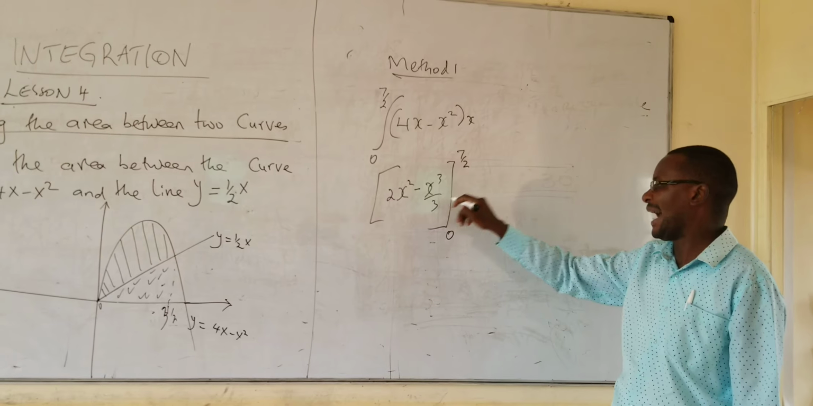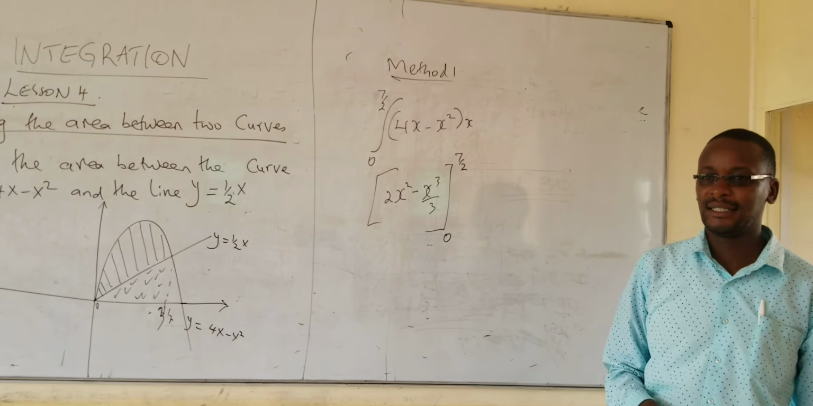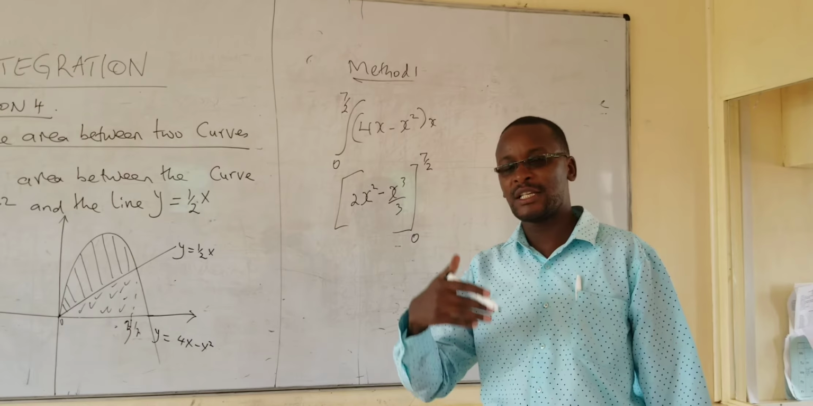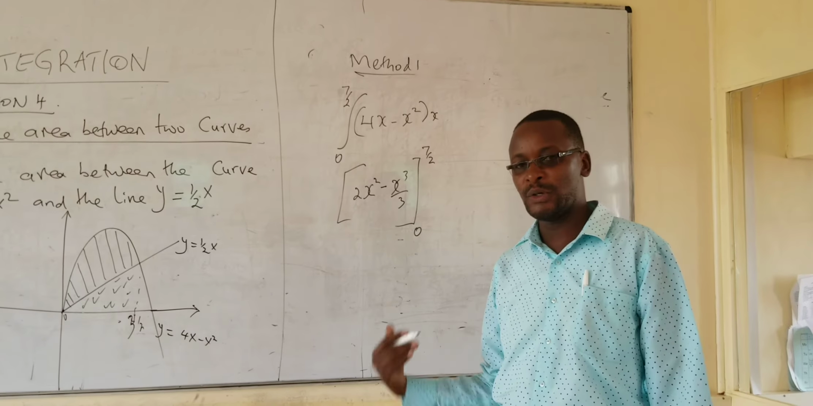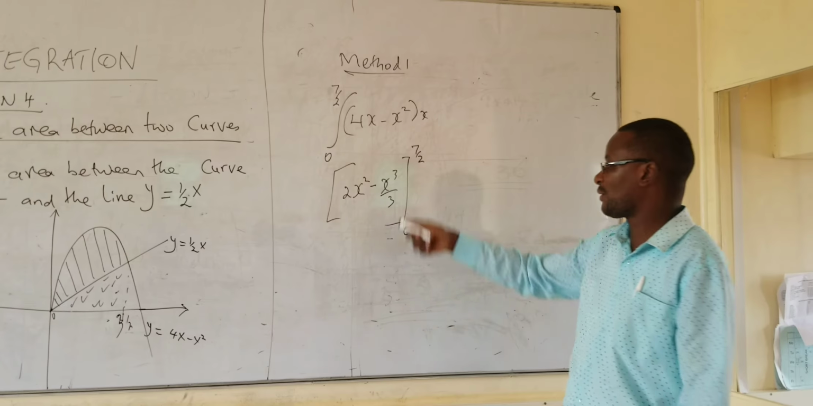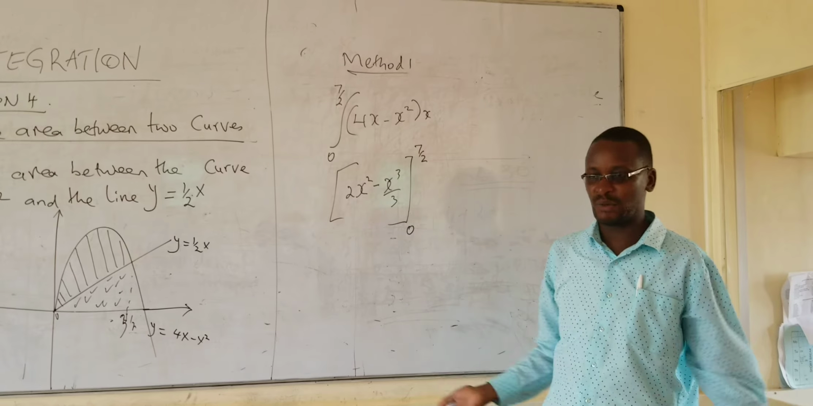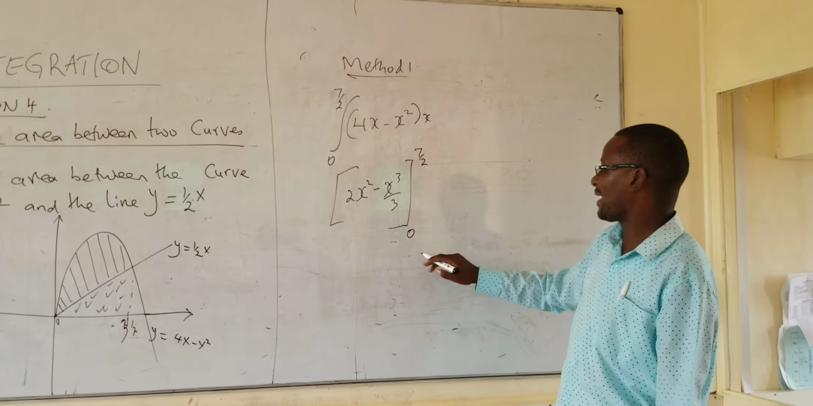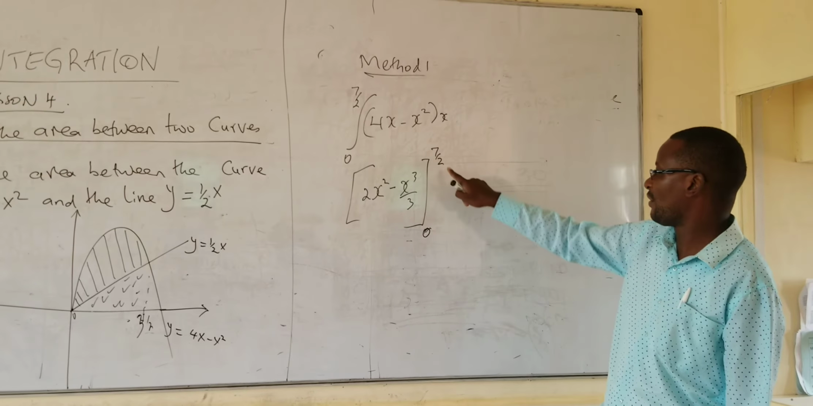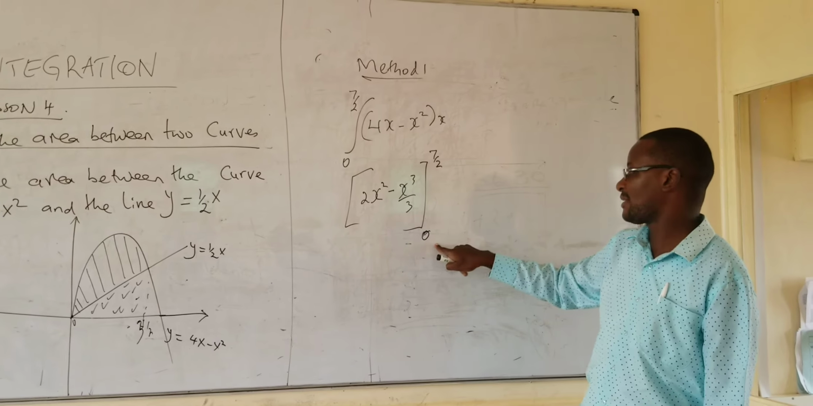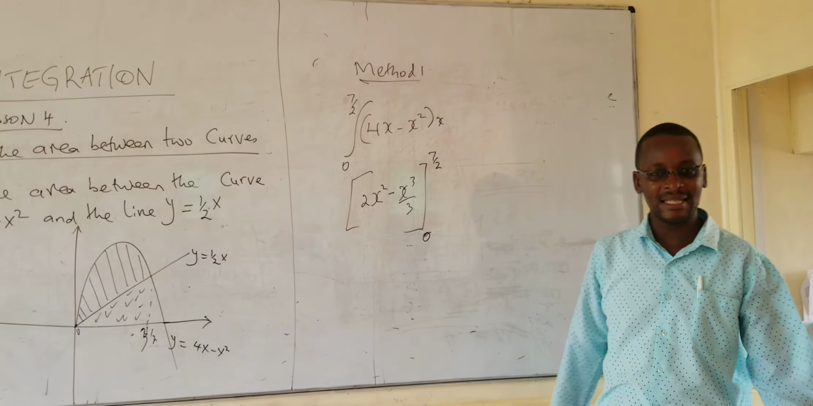Of course, I have not included the constant, because for definite integration it is not compulsory to include the constant, simply because when you subtract, after you substitute here, C will be 0. And in any case here, you only need to substitute x is equal to 7 over 2, because when you substitute x is equal to 0, you will still get a 0.